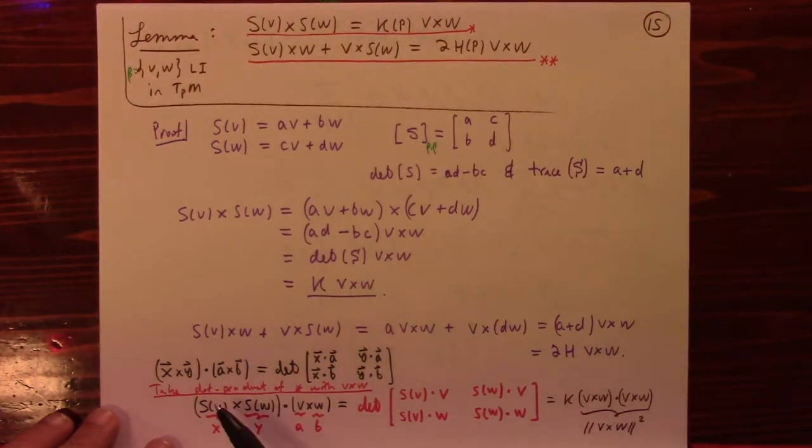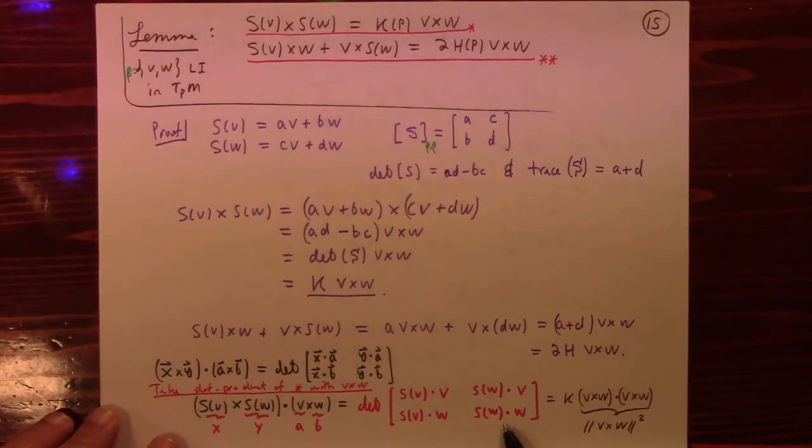I mean, this is Lagrange's identity, the dot product of two cross products. It's this determinant of this matrix of dot products. So when you take the dot product of the shape operator V cross the shape operator W with V cross W, you get this determinant here, right? But on the flip side of things, you also get, so this is from Lagrange's identity.